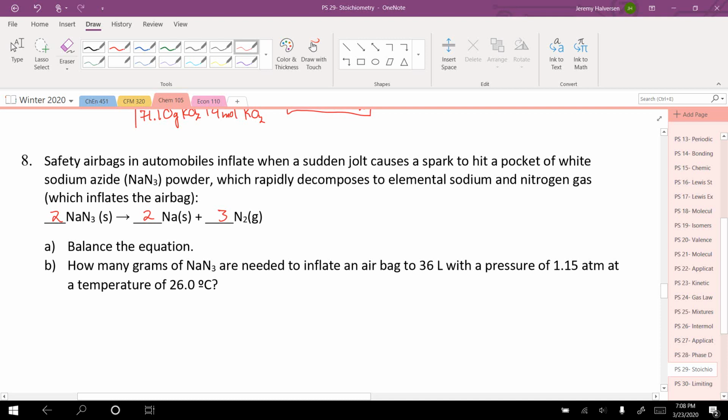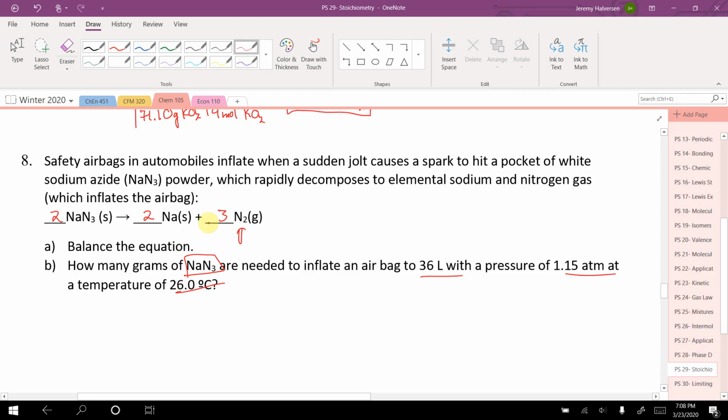How many grams of NaN3 are needed to inflate an airbag to 36 liters with a pressure of 1.15 atmospheres and a temperature of 26 degrees Celsius? Okay. We're trying to get NaN3 from how full we want to fill our airbag. Well, what fills up our airbag? Nitrogen gas does. So this is information about the nitrogen gas.